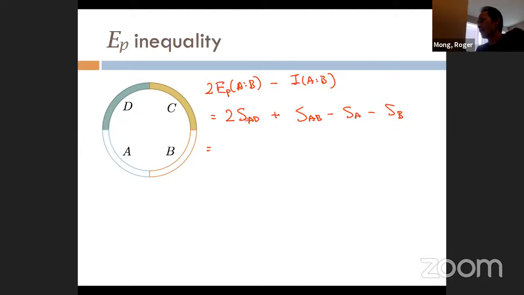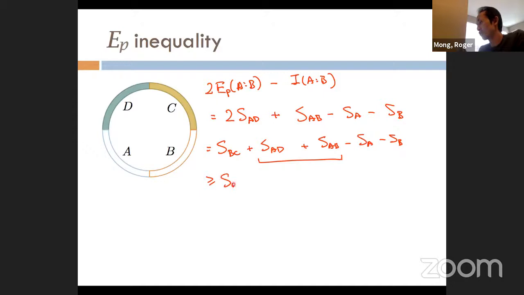Okay, because this entire thing is pure, I can write this as SBC plus SAD. I'm not going to change anything about the right side. And I'm basically going to use strong subadditivity right here. So this is greater than or equal to. Strong subadditivity basically says that the sum of two entropies is greater than the entropy of the union plus the entropy of the intersection. So the union is SABD and its intersection is SA.